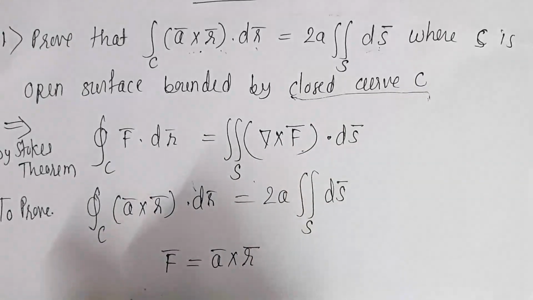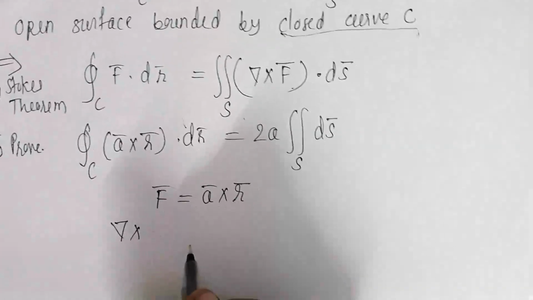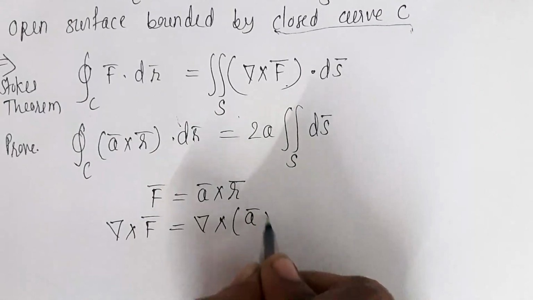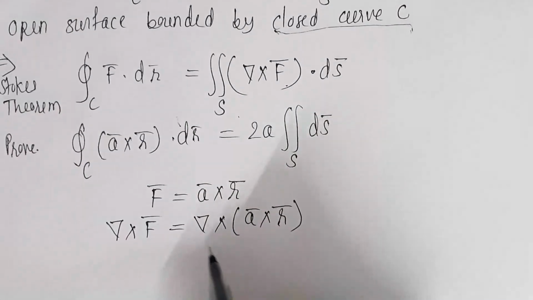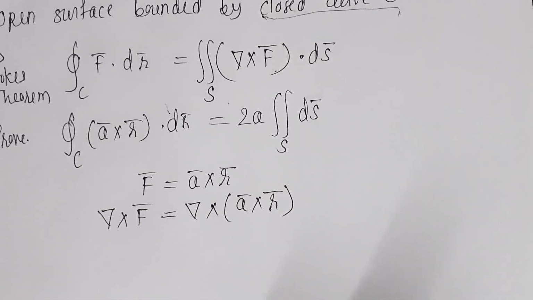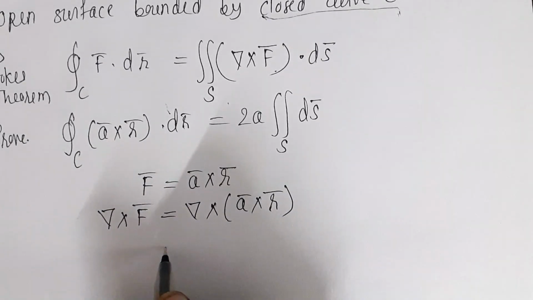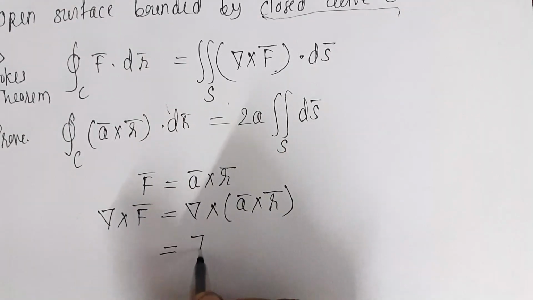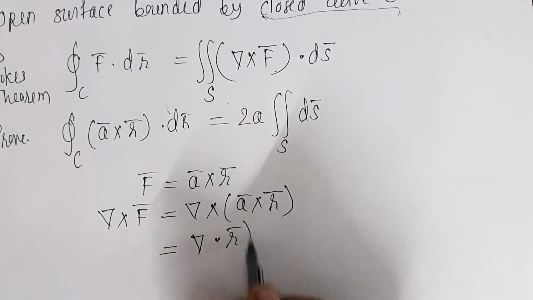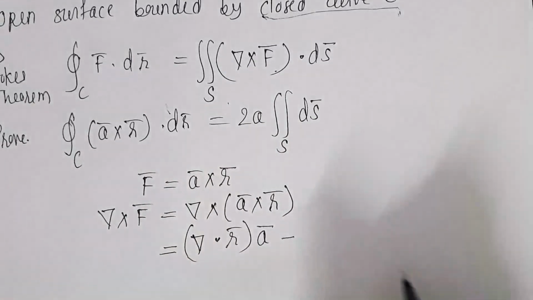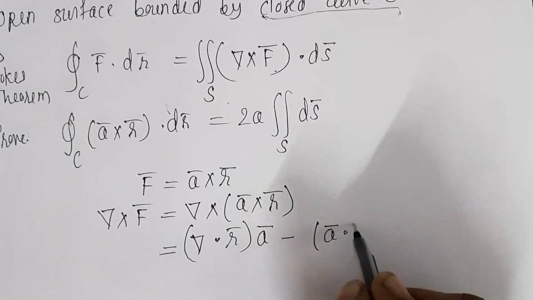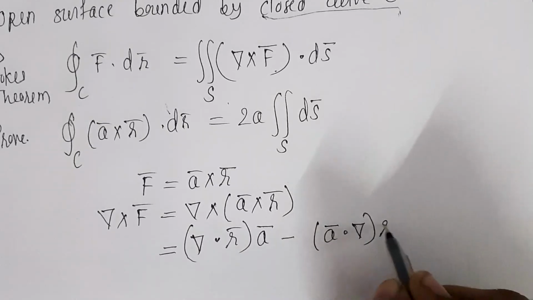So we first find out del cross f of A cross R. But this is nothing but cross product of three vectors. So what is the formula for cross product of three vectors? It is del dot R multiplied by A minus A dot del multiplied by R.